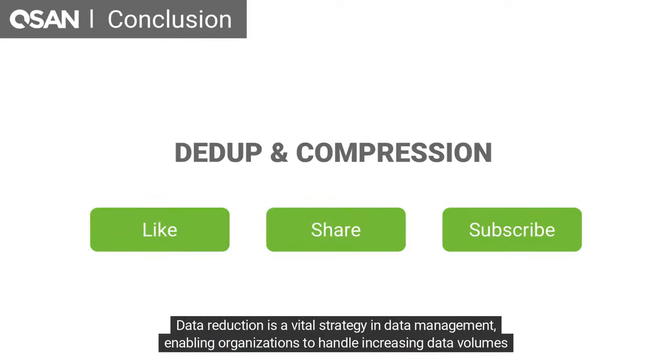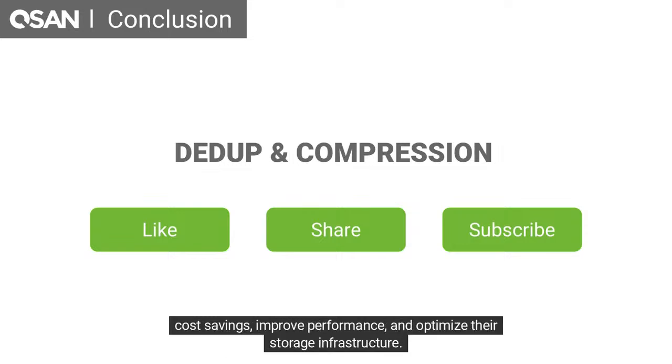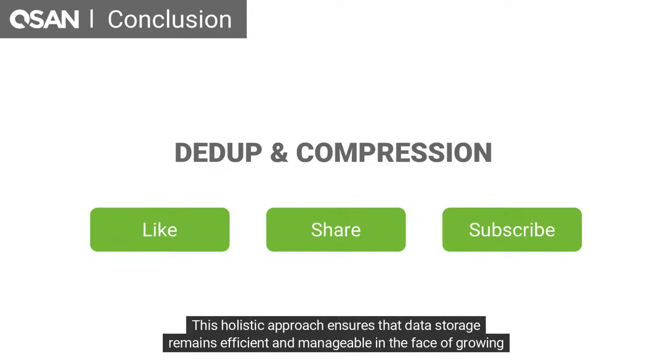Data reduction is a vital strategy in data management, enabling organizations to handle increasing data volumes more effectively. By implementing techniques like deduplication and compression, organizations can achieve significant cost savings, improve performance, and optimize their storage infrastructure. This holistic approach ensures that data storage remains efficient and manageable in the face of growing data demands.